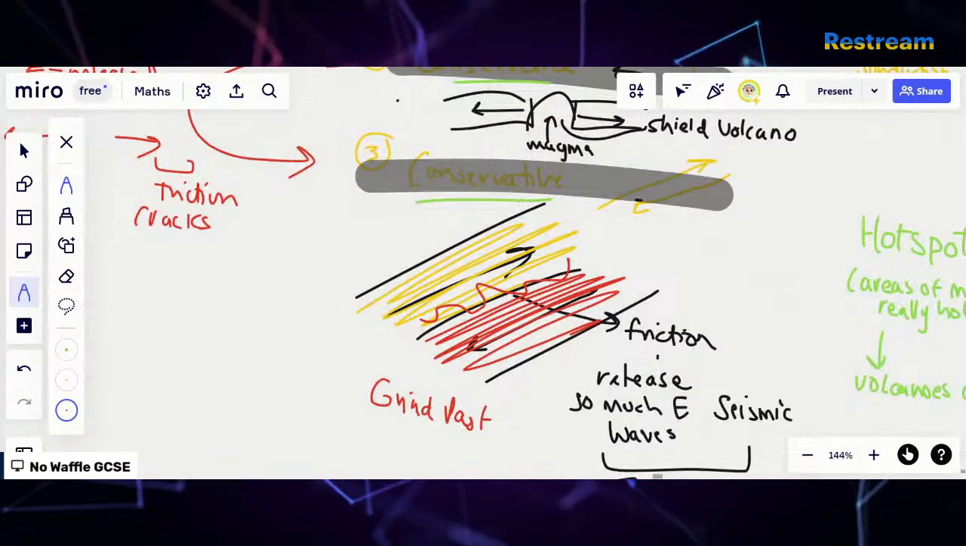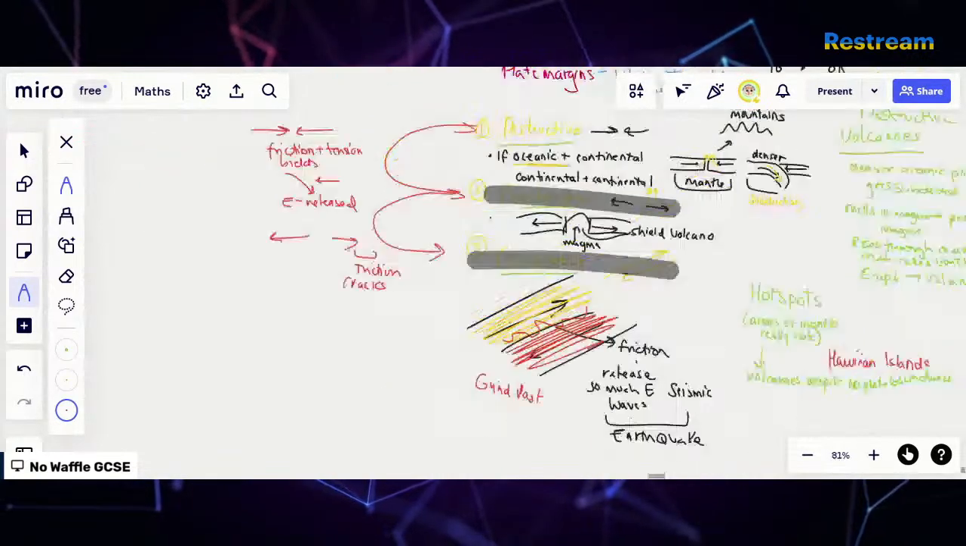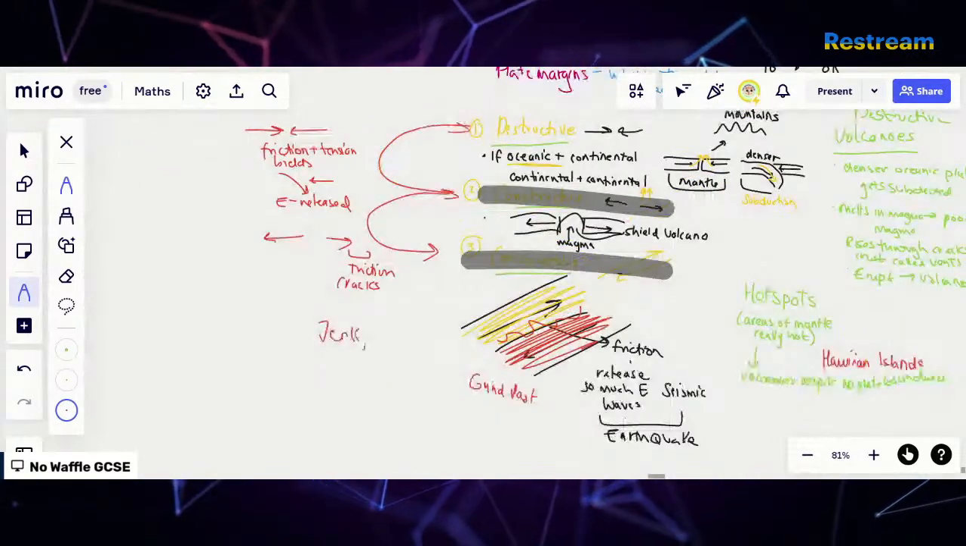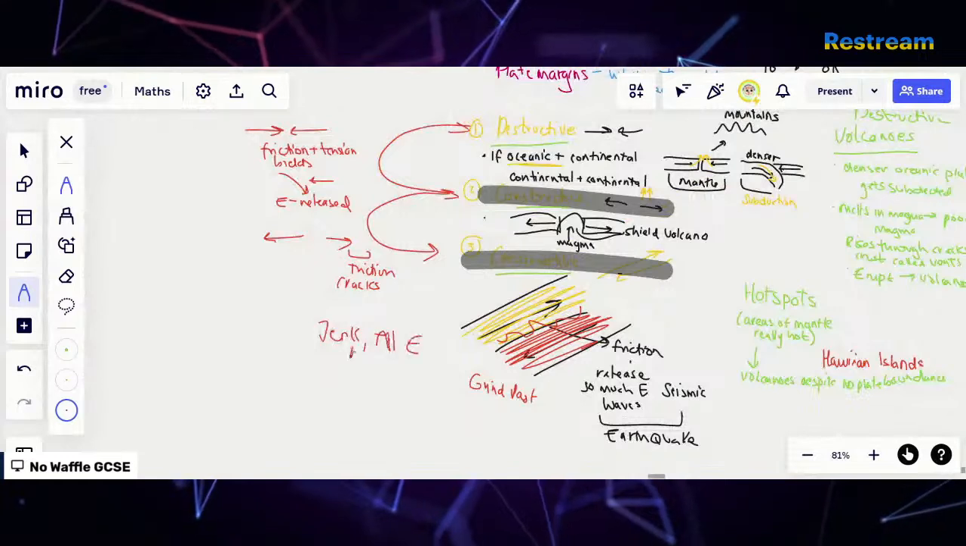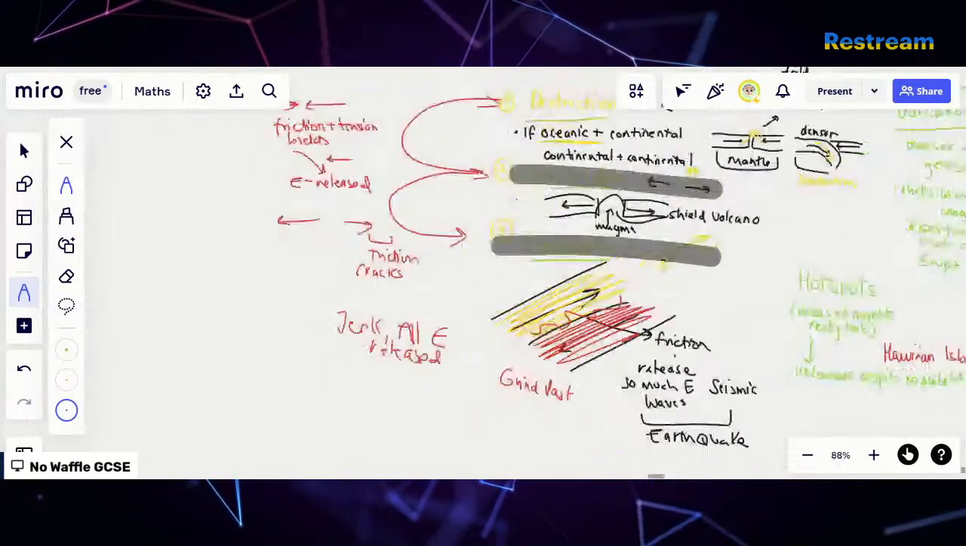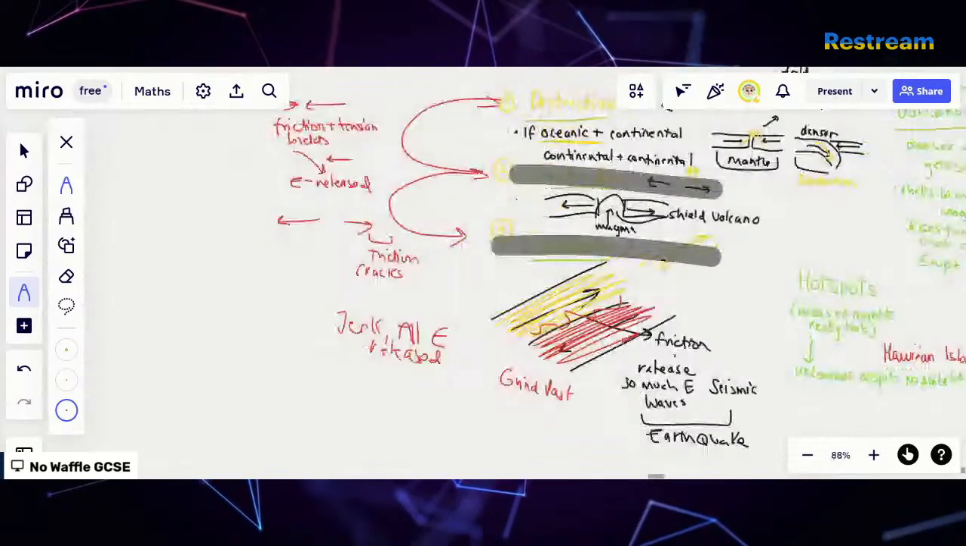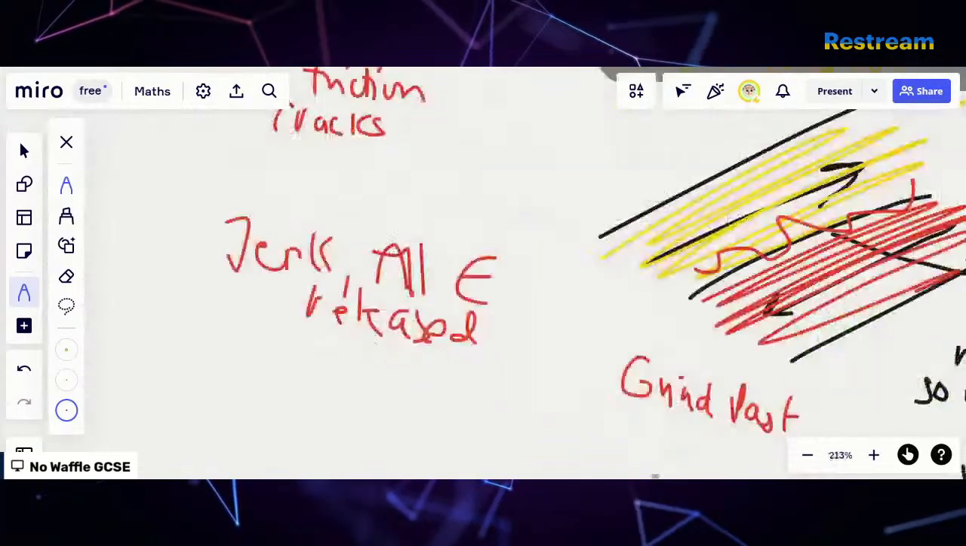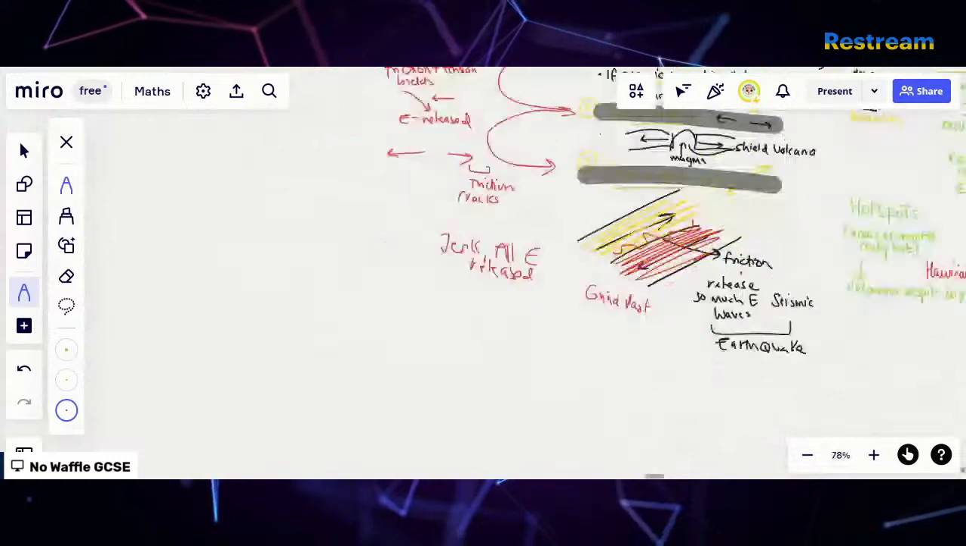Now, these three all get stuck, and then what happens is they jerk, and all the energy is released through massive shock waves, which we said are seismic waves. Now, just some key information about earthquakes.